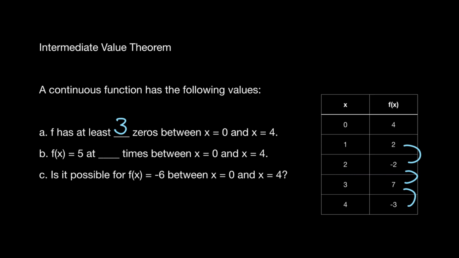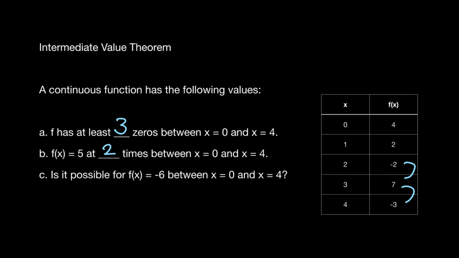Part B says f of x equals 5 at least blank times. So now I'm going to do the same thing, but I'm going to think about where the function is smaller than 5 and where it is bigger than 5. So from negative 2 to 7, smaller than 5, bigger than 5, there has to be a place where the function is equal to 5. And then again from 7 to negative 3, there has to be a place where the function is equal to 5. So it has to happen at least 2 times.